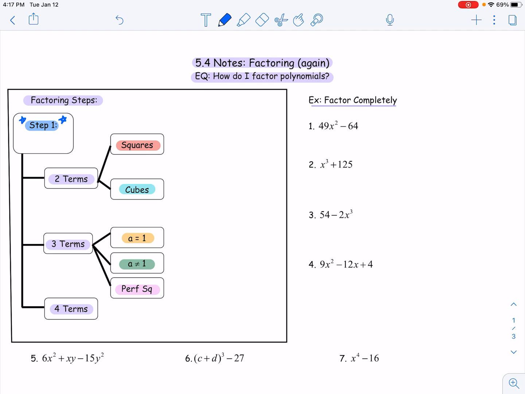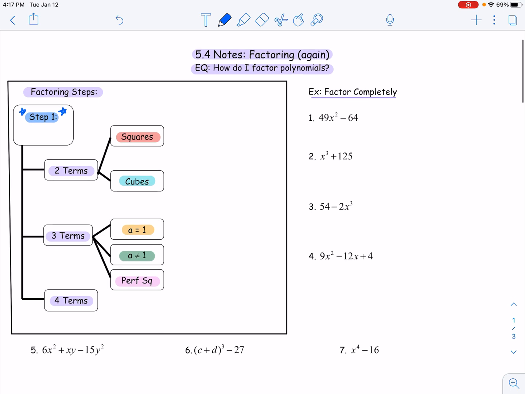Hello, welcome back. Here we are with our fourth section of Unit 5 in our polynomials unit, and we are going to be factoring again. You know how important factoring is, and most of this is not going to be new to you, but there are going to be a couple of things that are new. We really just want to make sure that we're comfortable with factoring in general, because factoring is going to be one of the first steps in a lot of processes that we're going to do from here on out.